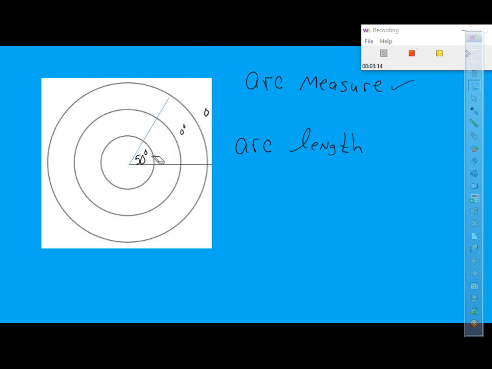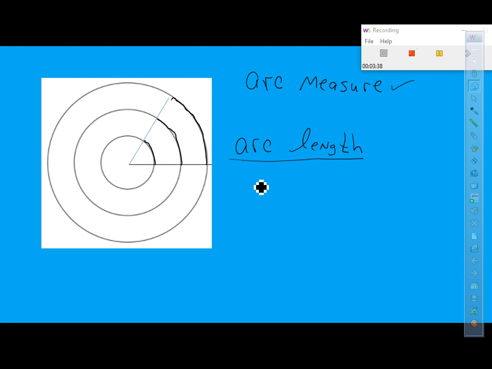Now, where it gets a little bit different though, is if I put you on a track and I ask you to run from there to there, you're running a shorter distance than that person going from here to here or from here to here. Notice the bigger the circle, the further the distance is. Well, that's where arc length comes in. Arc length represents that distance from there to there.